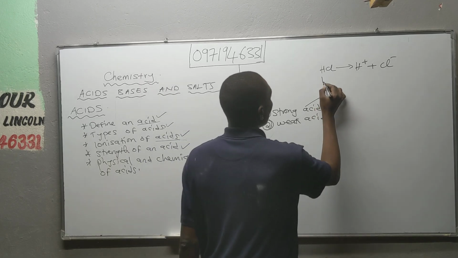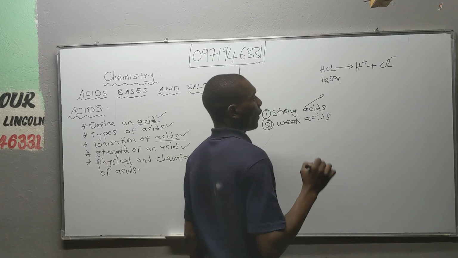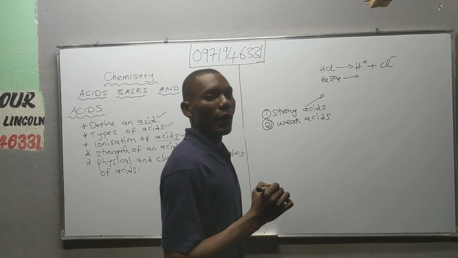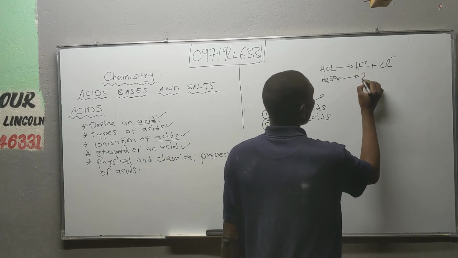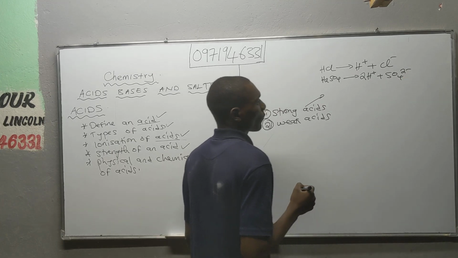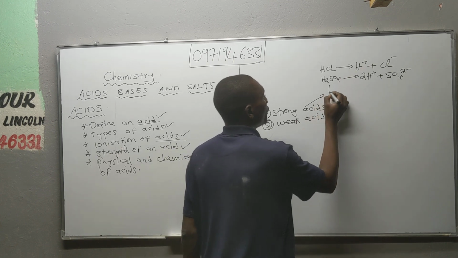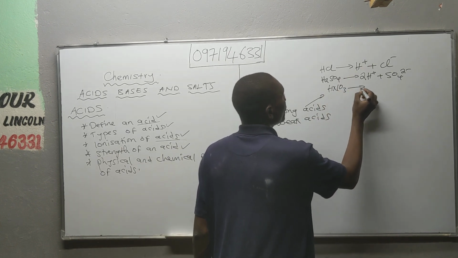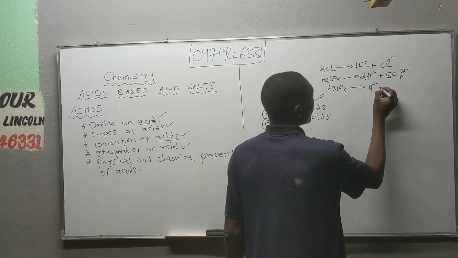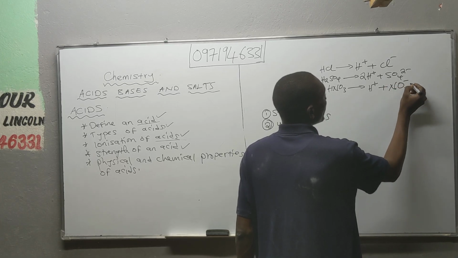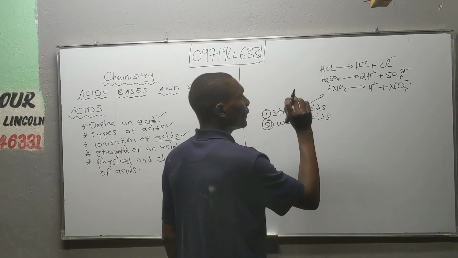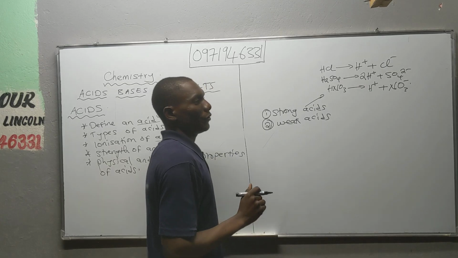Another example is sulfuric acid. Sulfuric acid is a strong acid. When it is dissolved in water, it ionizes completely. It is going to form 2 hydrogen ions plus sulfate ions. The 3rd example is nitric acid. So nitric acid is a strong acid. When it is dissolved in water, it will produce hydrogen ions plus nitrate ions. So we have 3 examples of strong acids: hydrochloric acid, sulfuric acid, and nitric acid.